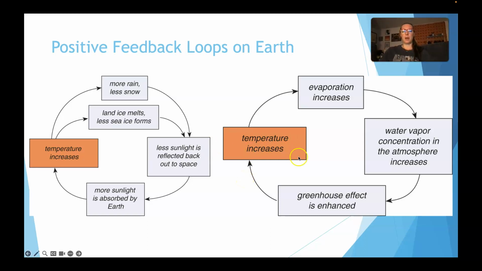Another example is that temperature increasing means that evaporation can also increase, which means more water vapor is in the atmosphere, which means the greenhouse effect is enhanced. If you remember when we talked about the components of the atmosphere, water vapor is a very, very strong greenhouse gas, meaning that it gives us back a lot of heat that we're trying to lose. Think about that with humidity, right? We talked about water vapor in the air in terms of humidity. So these are just a couple of feedback loops on Earth.